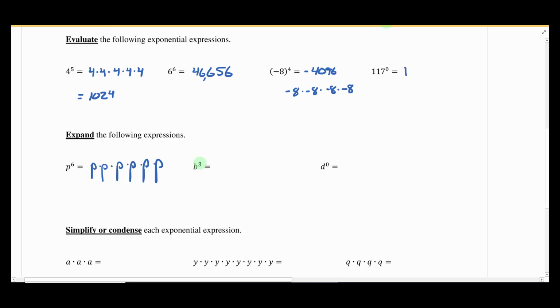This one has an exponent of 3, so this will be b times b times b, right? B times itself 3 times. And then if we do d to the 0 power, well, the only way to expand that is just to write its final value, which is 1. Even if it's a variable, right? It doesn't matter what number it is. If it's being raised to the 0 power, it is just 1.